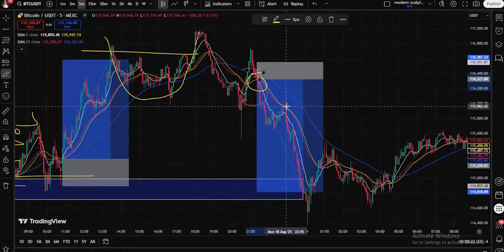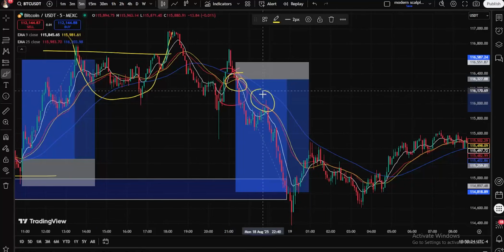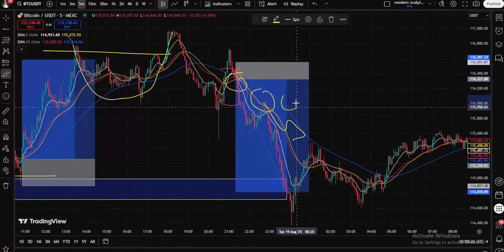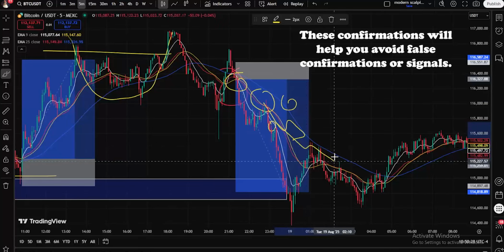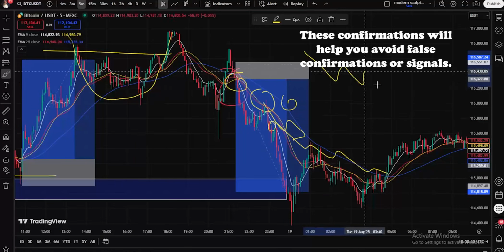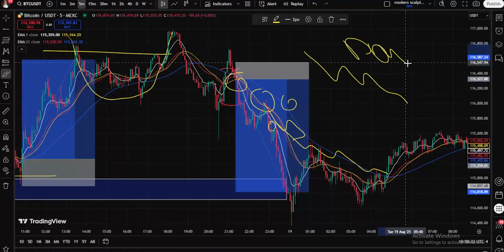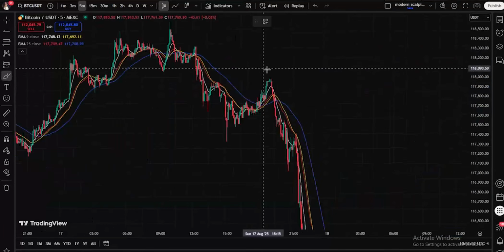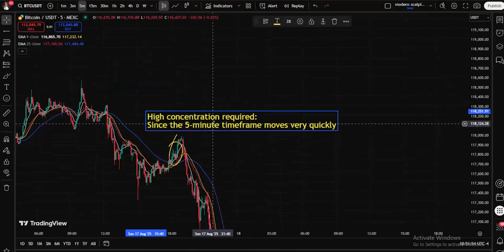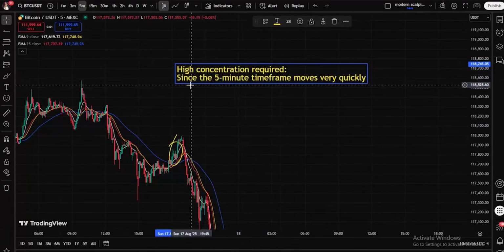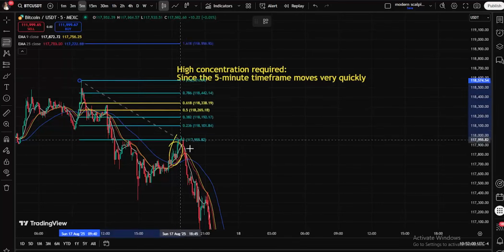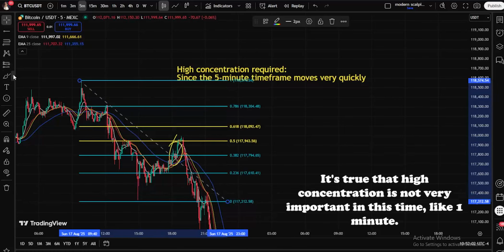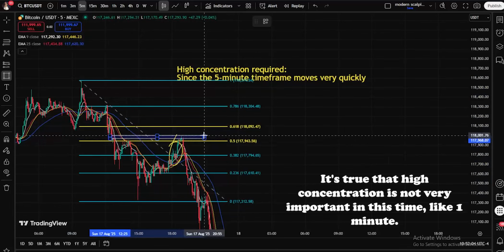Disadvantages of the strategy. False signals in a ranging market. If the market is in a neutral and trendless state, consecutive crosses between EMAs will occur and many false signals will be generated. This can cause consecutive losses. High concentration required. Since the 5-minute time frame moves very quickly, the trader must constantly monitor the chart and not miss any opportunities. This is not for everyone.